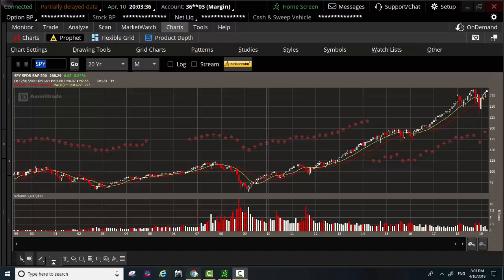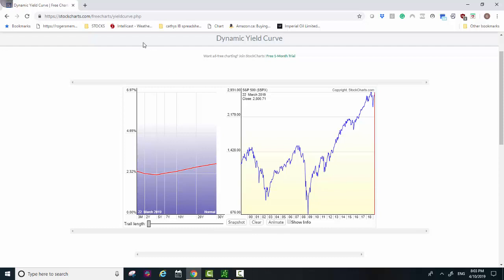Okay, so let's start with the dynamic yield curve itself. If you go to stockcharts.com, you can put dynamic yield curve in the search area and you'll get to this tool here. Essentially what this tool does is it shows you when the yield curve actually changes. We'll go all the way back to probably 1999, 98 here.